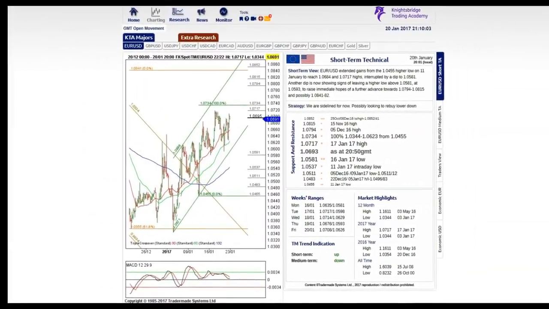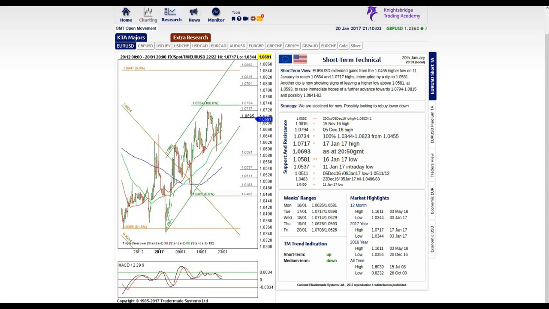What we have here is FX Compass. FX Compass is Knightsbridge Trading Academy's innovative technical research tool, where research is provided by our team of technical analysts and economists. The research is consistently updated to help you stay ahead of the market. Inside the portal, what you would see is a list of currency pairs which are continually analyzed, as well as 2 commodities.